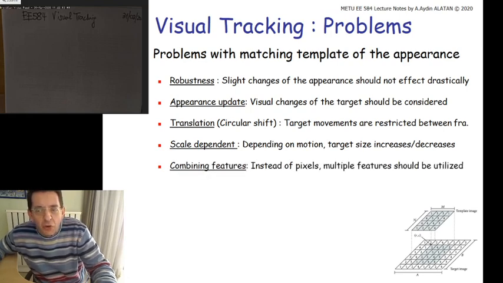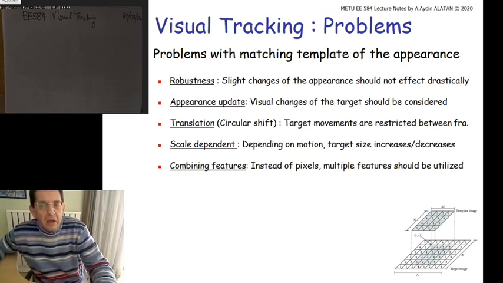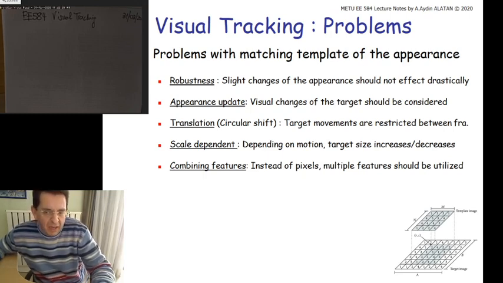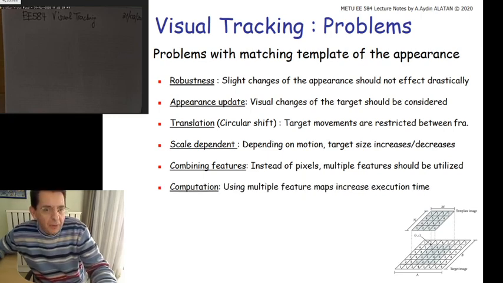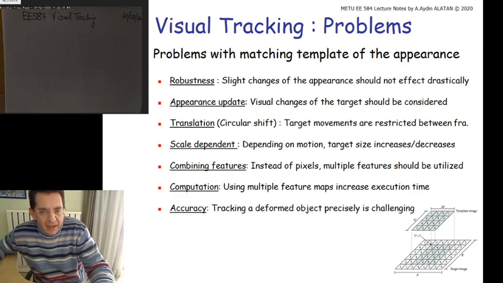And instead of raw pixels, raw images, nowadays you have to be able to use multiple features together. There could be multiple features coming from different feature extractors, and your algorithm should be able to combine them. Computation is very important. Typically, these algorithms work in real time, therefore you have to use multiple feature maps. Still, you have to have real-time performance, and you have to do some tricks to improve it. And finally, you have to be very accurate.